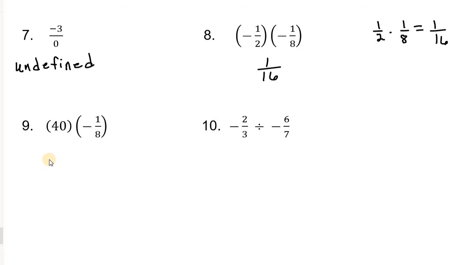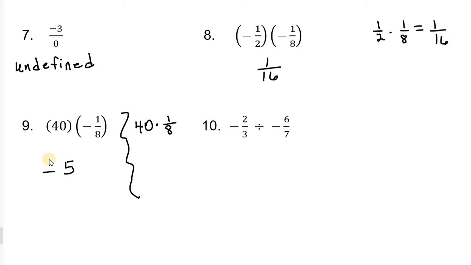Problem number 9, I have 40 times negative 1/8. So I have a positive times a negative, so I know that my answer is going to be negative. And again, if you need to come over here on the side and just do some scratch work and pretend for a second that this is just 40 times 1/8, and go ahead and multiply this out like we learned in our first section, and then make sure my final answer is negative. We'll say 8 goes into 40. 5 times 1 is 5. So this answer is actually going to be negative 5.